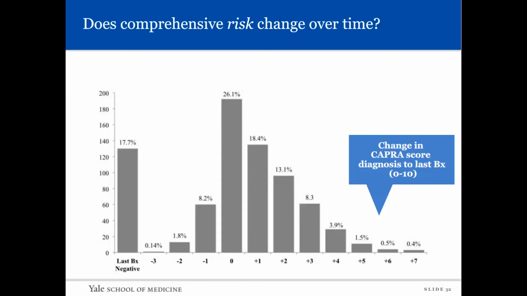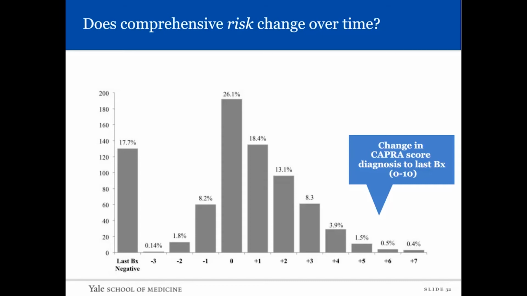So we looked at the Capra score, and I mentioned the Capra score yesterday as a 0 to 10 continuous assessment scale of risk. Points are assigned for Gleason score, for PSA, for percentage of cores positive, age, and digital rectal examination. So it offers really a holistic expression of patient risk. It's interesting that the distribution is all over the place.